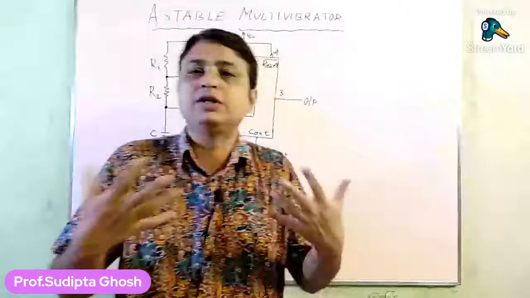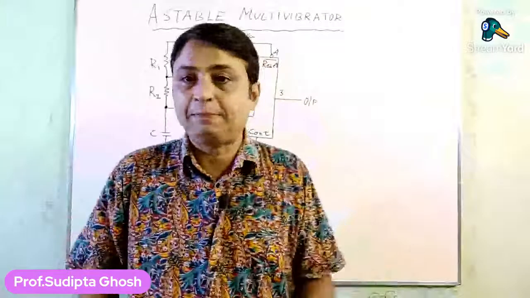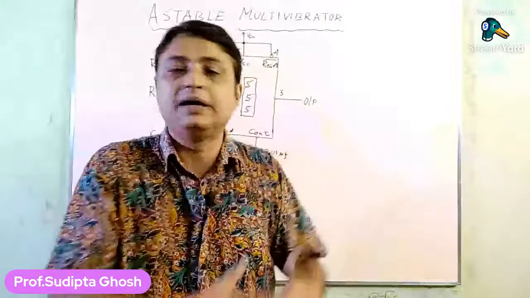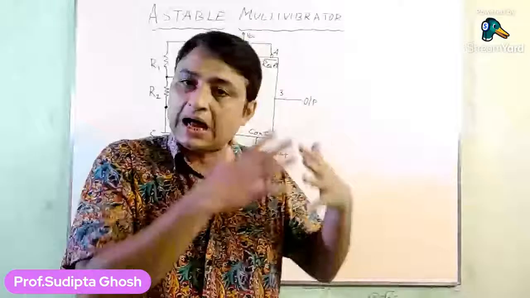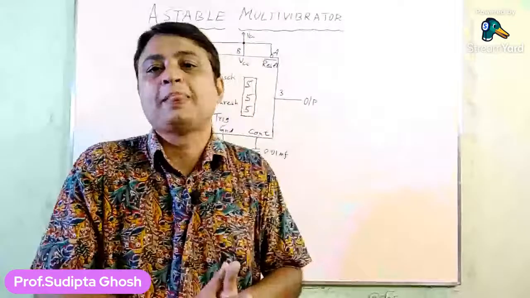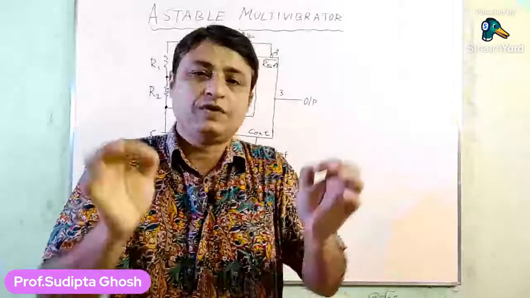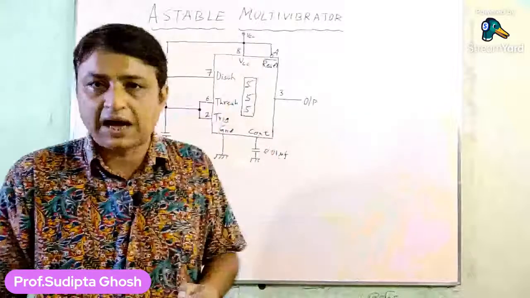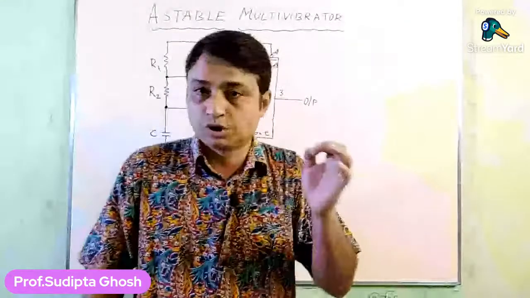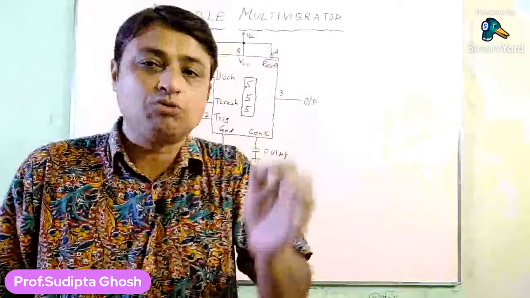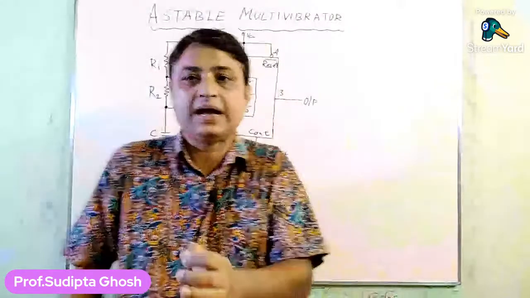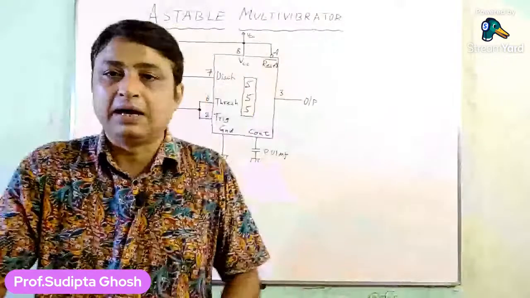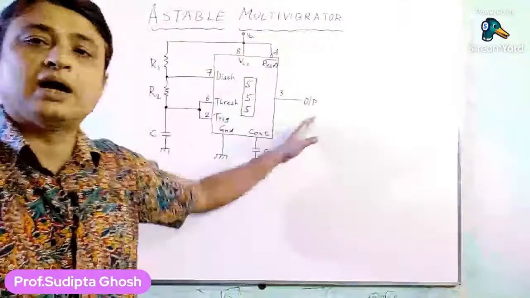So when the threshold comparator output goes high, what happens? The reset input, that is the R input of the SR flip-flop, goes high. As we all know, for an SR flip-flop, if the reset input goes high, it will make the Q output go low. So the Q output goes low, that means Q bar goes high, that means the output buffer goes low. That means the timer output now goes low.